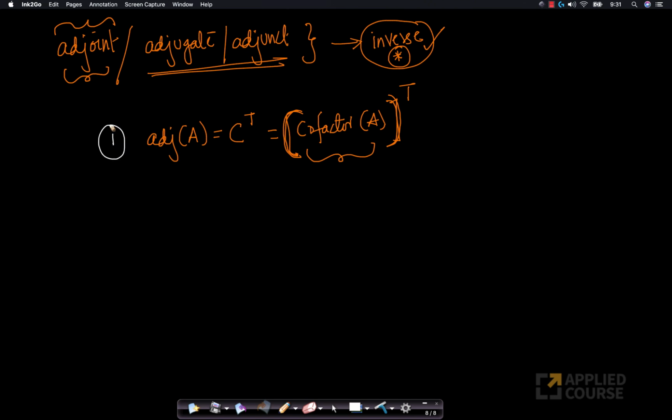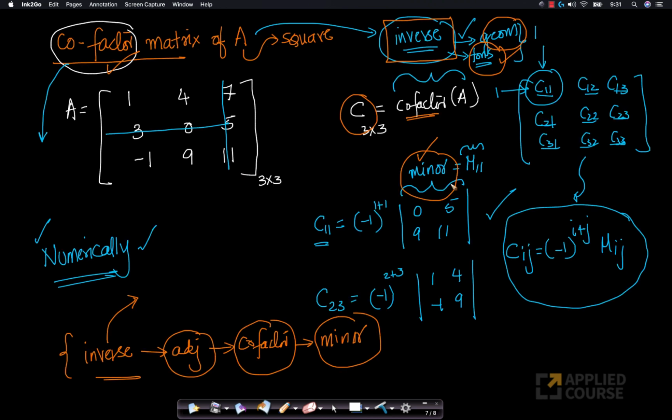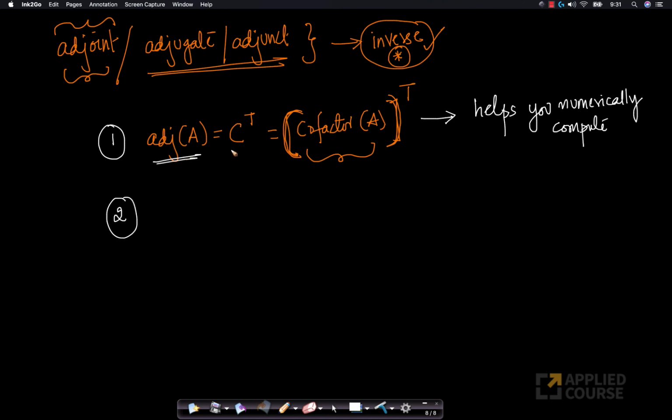With that reasoning, let me take a step forward. This is one way of defining the adjoint of a matrix, and there is another popular way of defining it. This definition helps you numerically compute the adjoint of A, because you can compute the cofactor of A numerically using minors. So if you want to compute the numerical value of adjoint A, the cofactor based formula is a better one. But there are also other, more intuitive definitions of the adjoint of A.